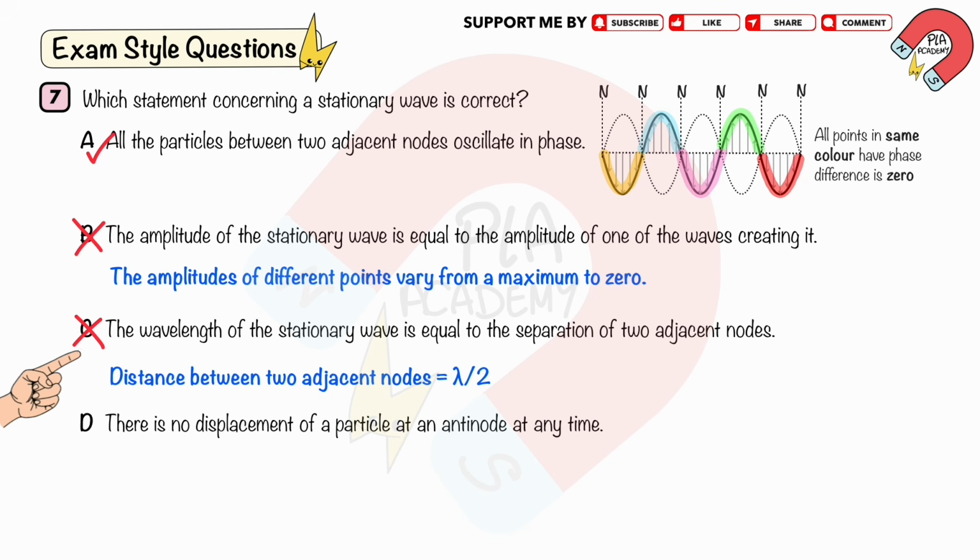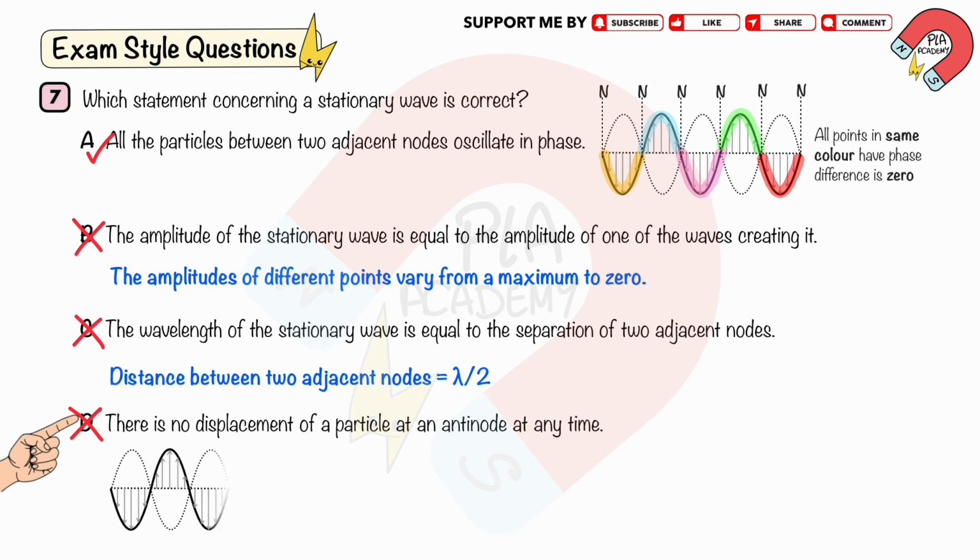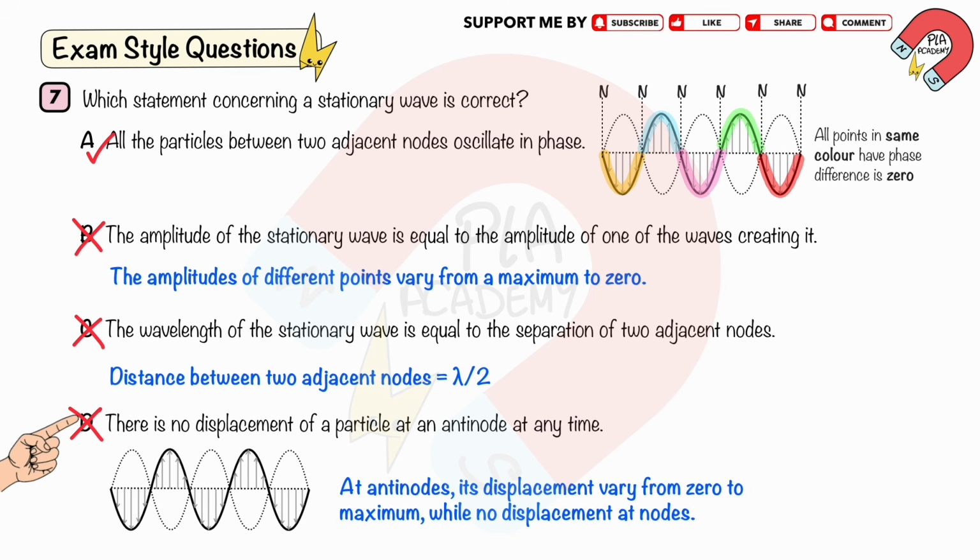Choice D. There is no displacement of a particle at an antinode at any time. This is incorrect. At antinodes, the displacement is maximum, while there is no displacement at nodes.